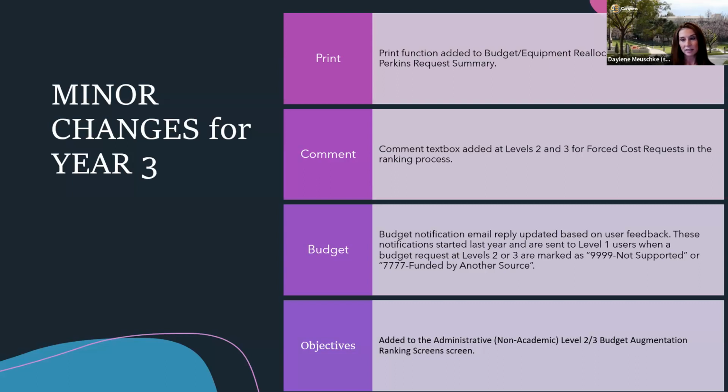And then lastly, the objectives. Again, this applies to levels 2 and 3, but just so you know, your objective that you enter related to a budget request will now carry forward to levels 2 and 3 so that they can clearly see what objective it aligns with. It was always there. We just didn't have it showing on screens at levels 2 and 3 on the augmentation ranking screens.